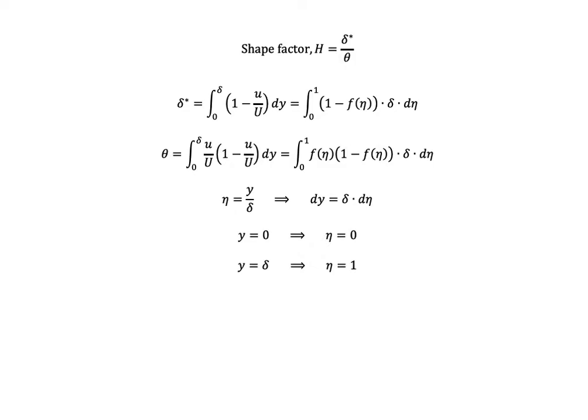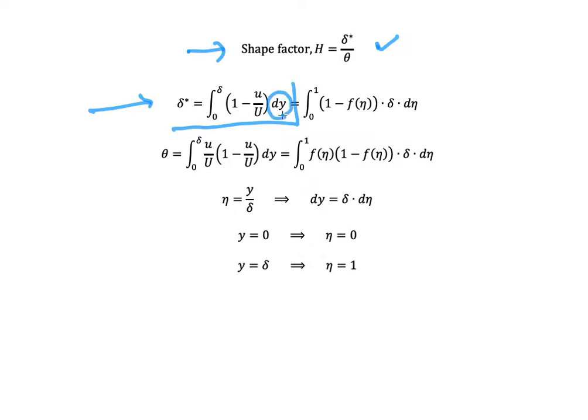Okay, so shape factor can be determined as delta star over theta. That's why in the beginning of the boundary layer lesson, I already introduced you the equations for delta star and theta. At that time, I introduced you the equation for delta star as shown here, which is the integration of 1 minus u over U dy.